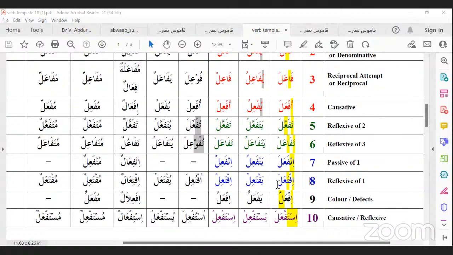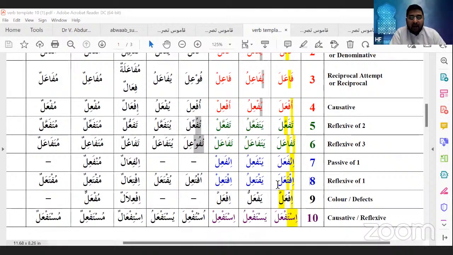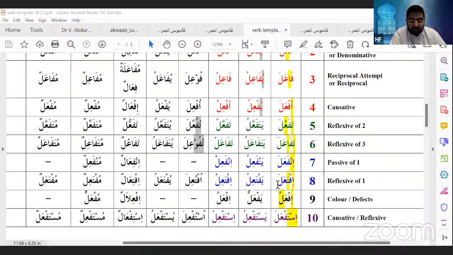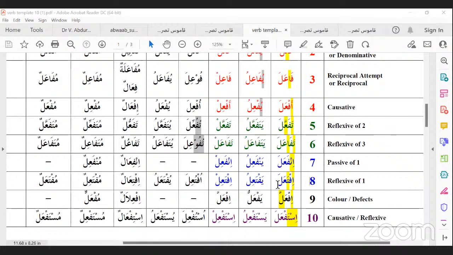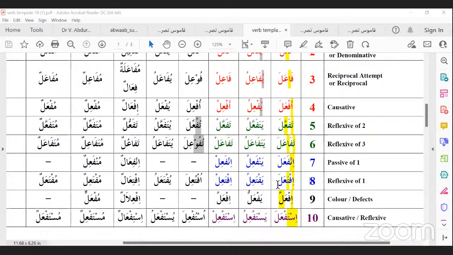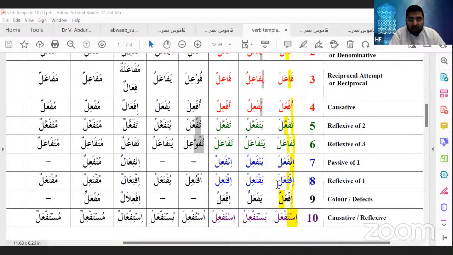Ijtama'tuma, Ijtama'tum, Ijtama'ati, Ijtama'tunna. Correct. Ana ijtama'tu, nahnu ijtama'na. Excellent. Sister Najla, are you there?